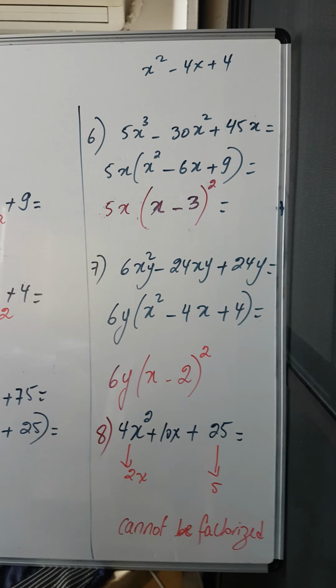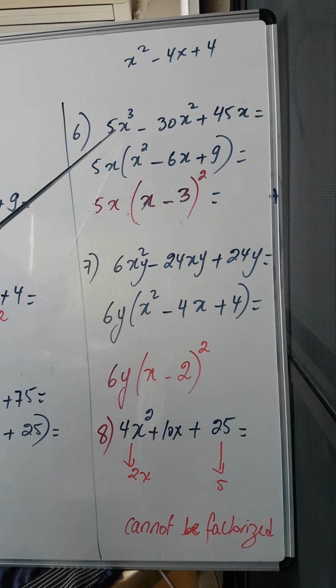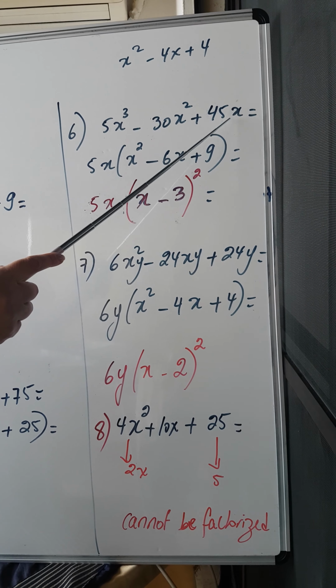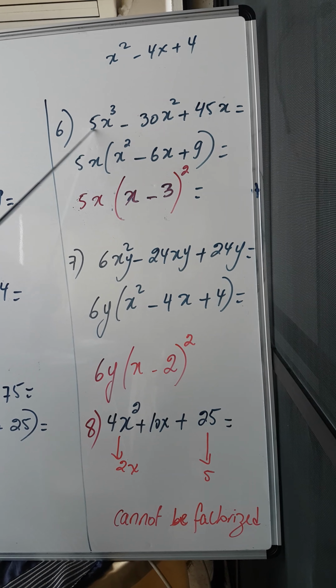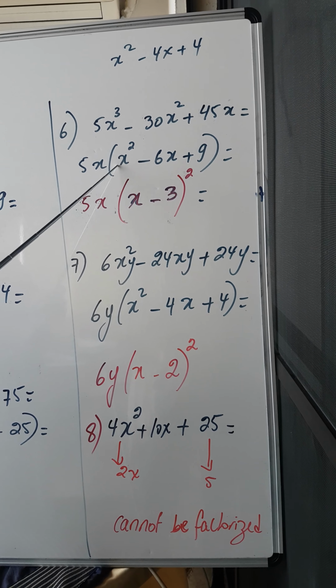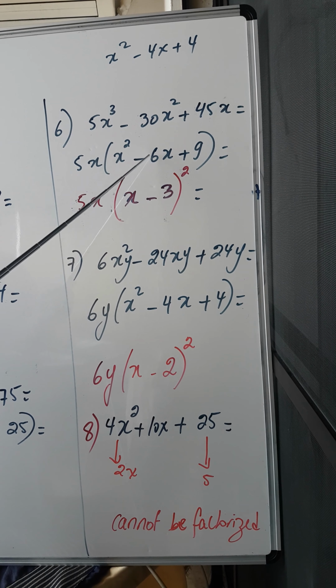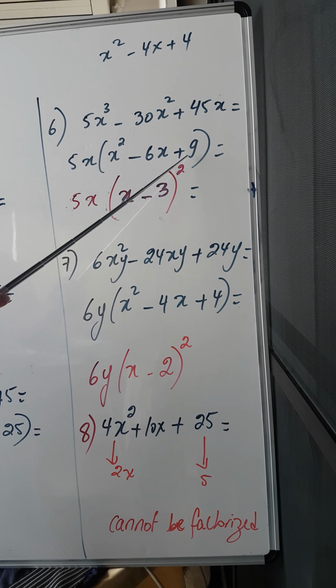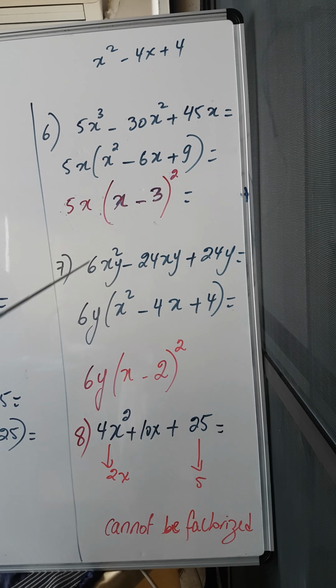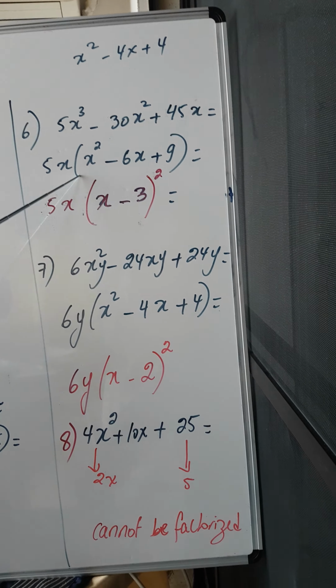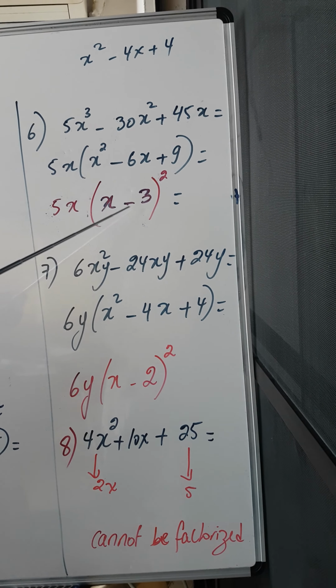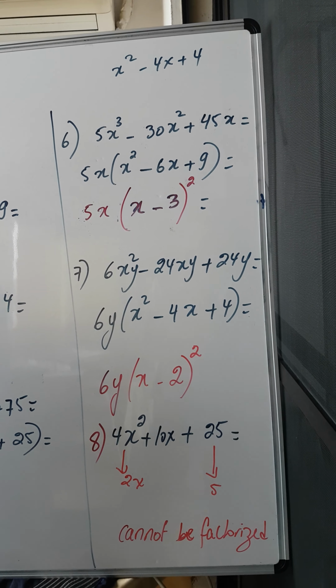In exercise 6, if I look at each of the terms, I can factorize 5x outside. I will be left with x squared minus 6x plus 9. Again, this is a perfect square, and it is x minus 3 all squared.